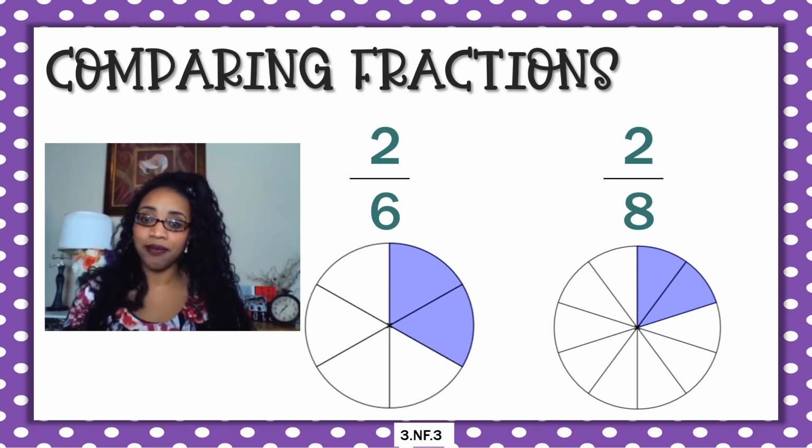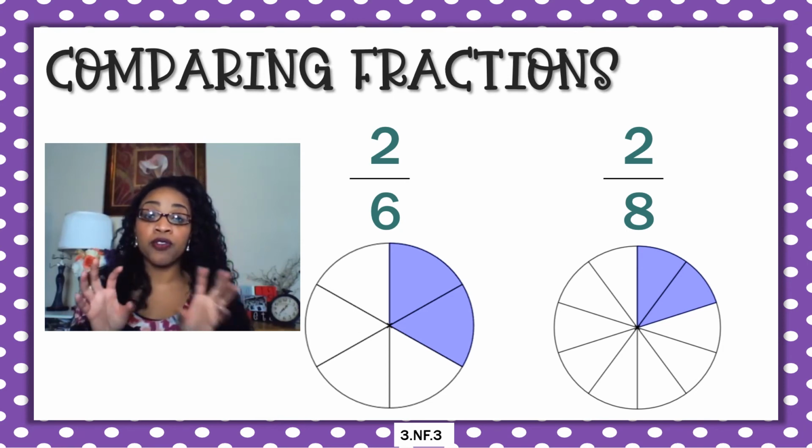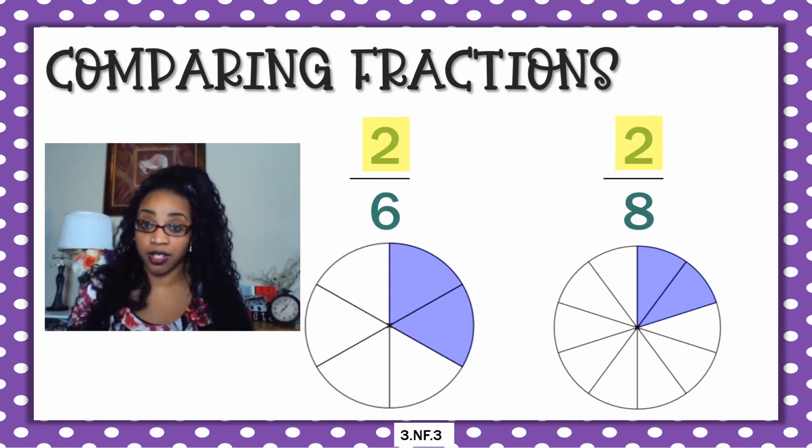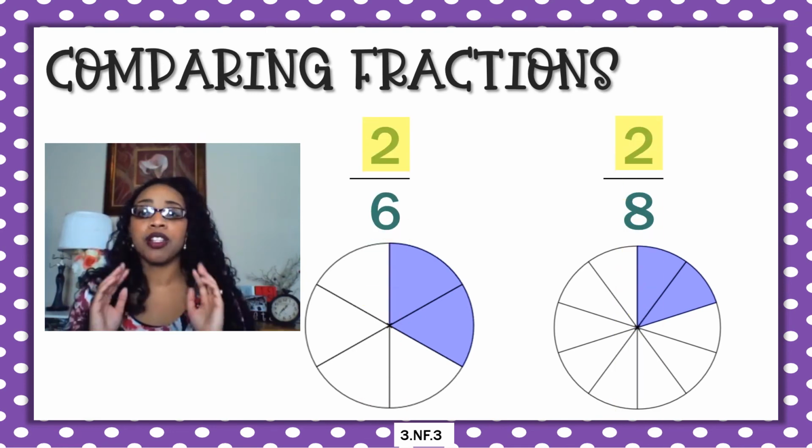Let's do that again. So I have the same shape, the same size, but the same amount is not shaded, so I'm not dealing with equivalent fractions. I then look to see if my denominators are the same, or if my 2 visual models are broken into the same amount of pieces. Nope, I'm dealing with 6 and 8. So now let me see if the numerators are the same. The numerators are the same.